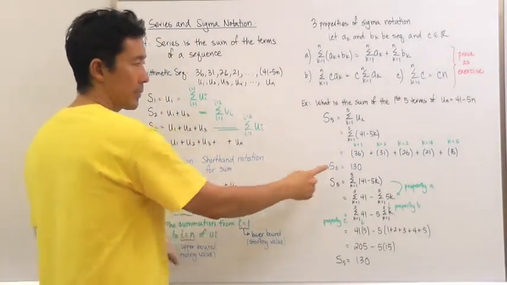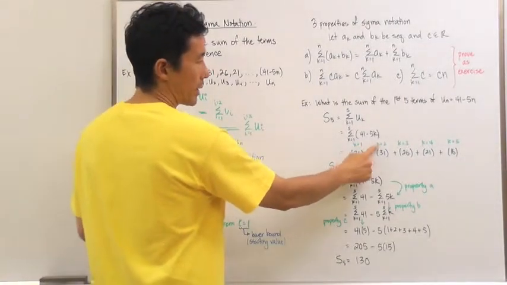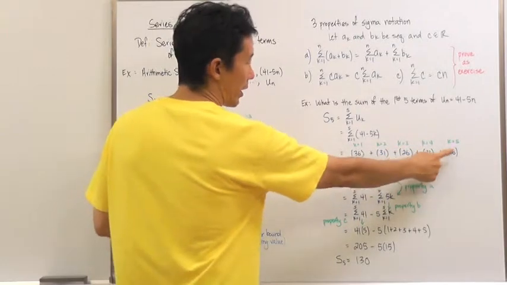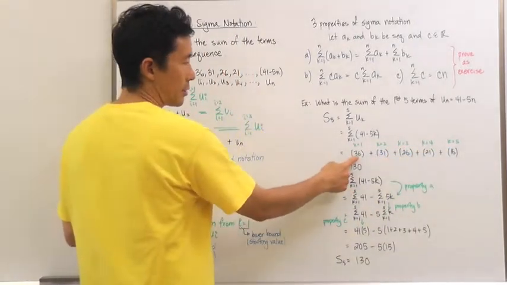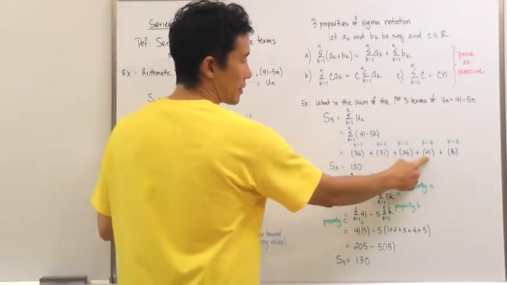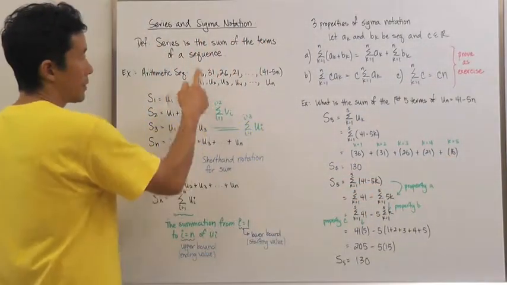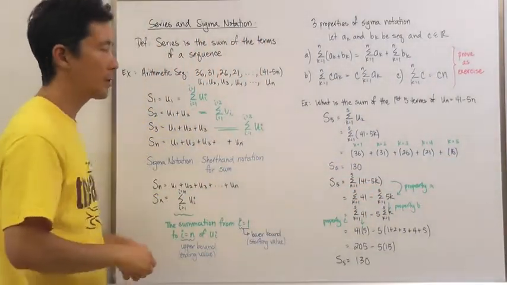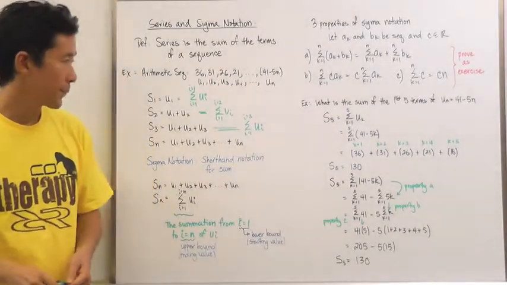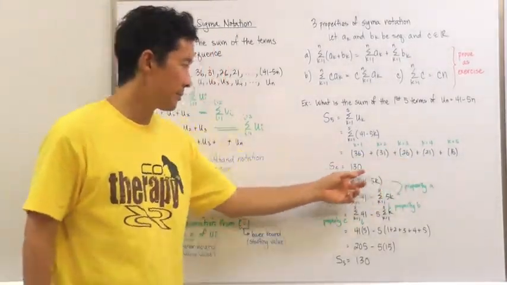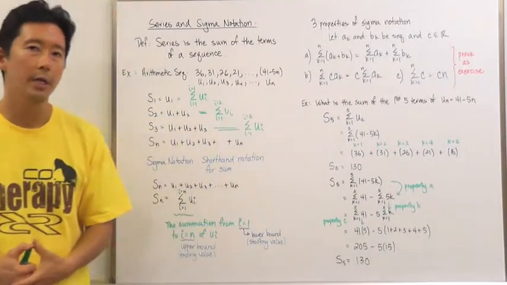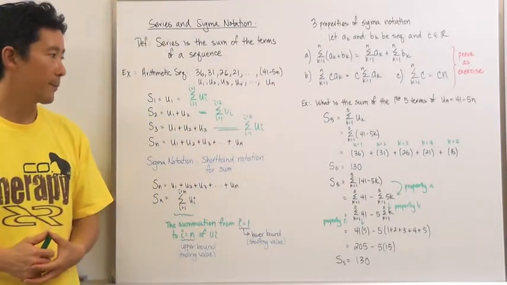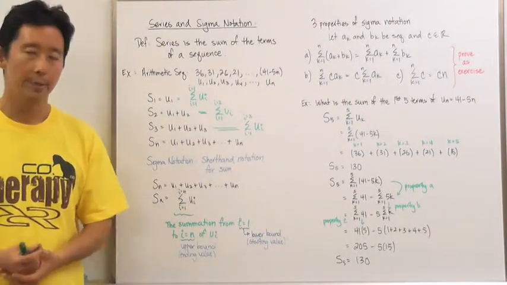And then what I do is my starting values, when k is equal to 1, 2, 3, 4, and 5. So therefore this is u sub 1, u sub 2, u sub 3, u sub 4, and u sub 5. And of course that is going to be these values, by using that particular sequence generator. When I go ahead and add all of those terms up, I come up with 130 for S sub 5. Now that's the brute force method.